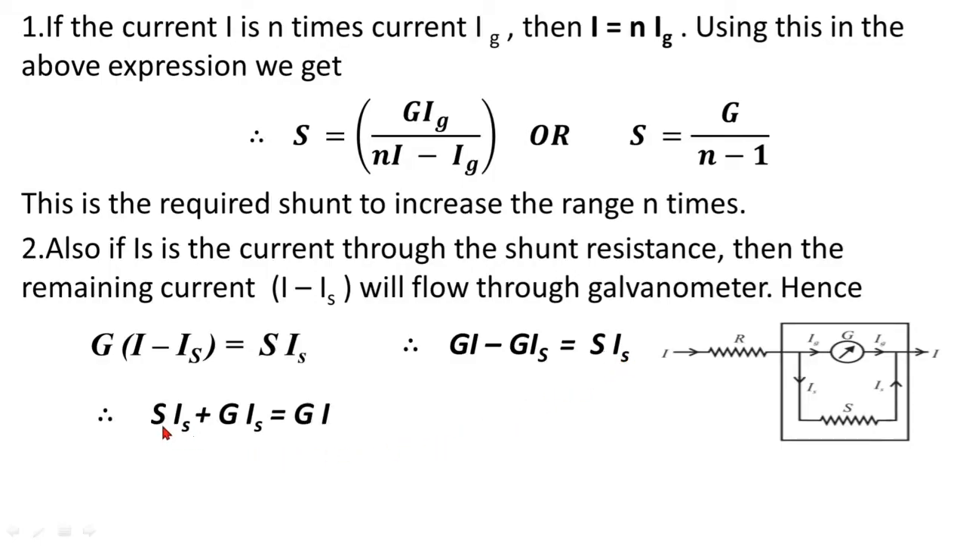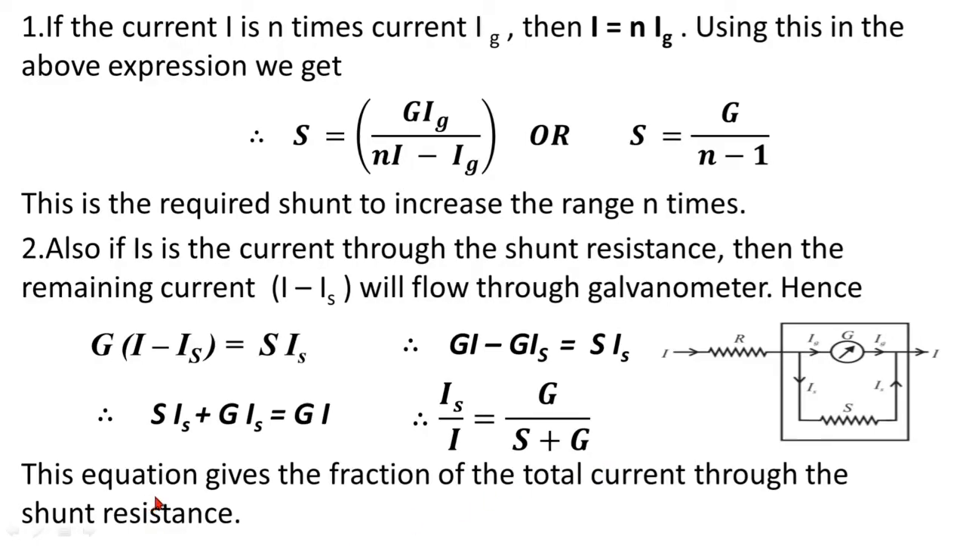Therefore, S Is + G Is = G I. Is / I = G / (S + G). This equation gives the fraction of the total current that passes through the shunt resistance.